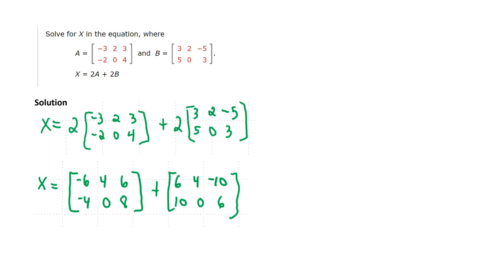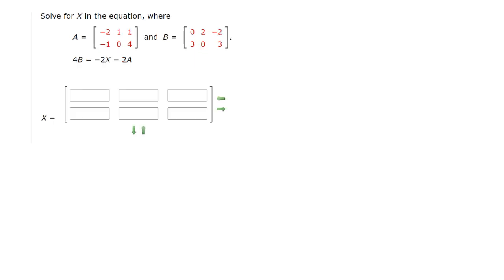I'm going to do the same thing for the 2 times B. I'm going to get 6, 4, -10, 10, 0, 6. Again, to add these two matrices, I'm going to add address with address. -6 plus 6, 4 plus 4, 6 plus -10, -4 plus 10, 0 plus 0, 8 plus 6, which is going to give me, my answer is going to be 0, 8, -4, 6, 0, 14. Okay. And again, that's how I would plug it into my homework, right?